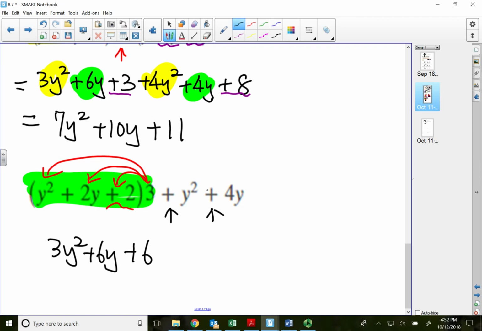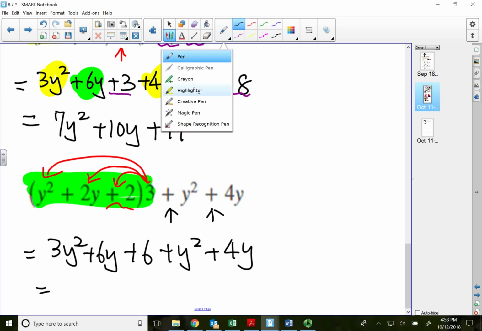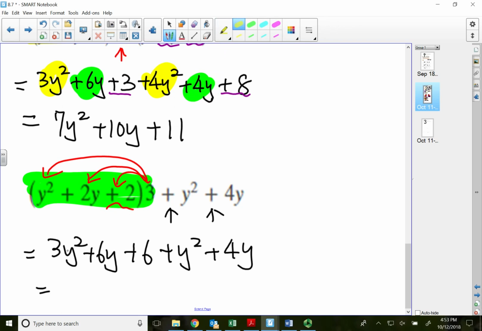All right, my second term has no parentheses. It's only got one term, so that's just going to be positive y squared. My third term doesn't contain a parenthesis, so that's just going to be positive 4y. So let's combine like terms. They're all using y, so let's go by exponents. 3y squared plus 1 more y squared.